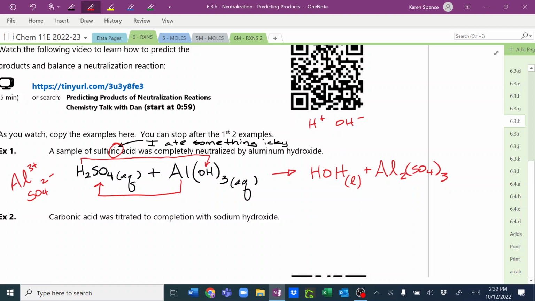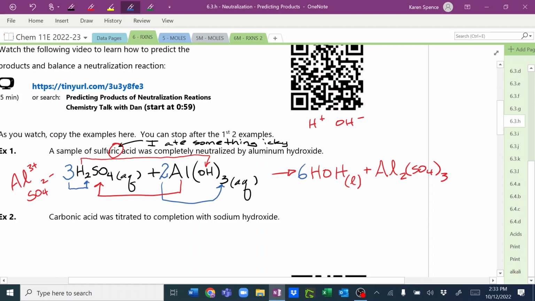And remember, you're going to balance by looking at the most complicated formula first. Who is that? Al2(SO4)3. So we're going to say we want 2 aluminums and 3 sulfates. And if we did everything well, hopefully everything else should just work out. How many hydrogens do we have? 6. And how many hydroxides do we have? 6. Guess what? How many waters do we have?